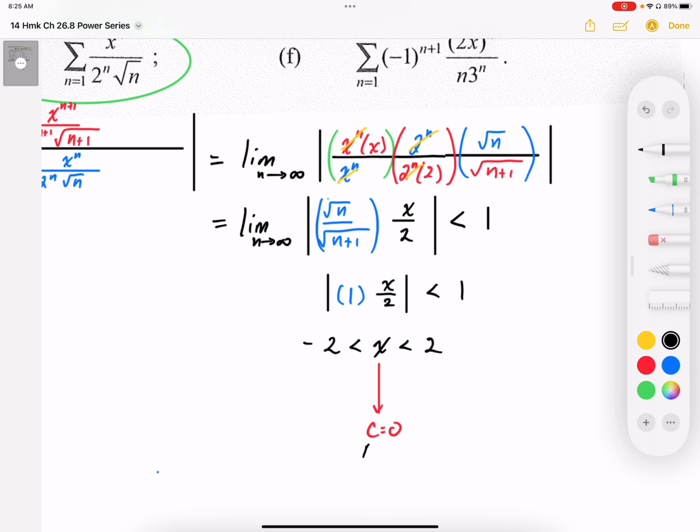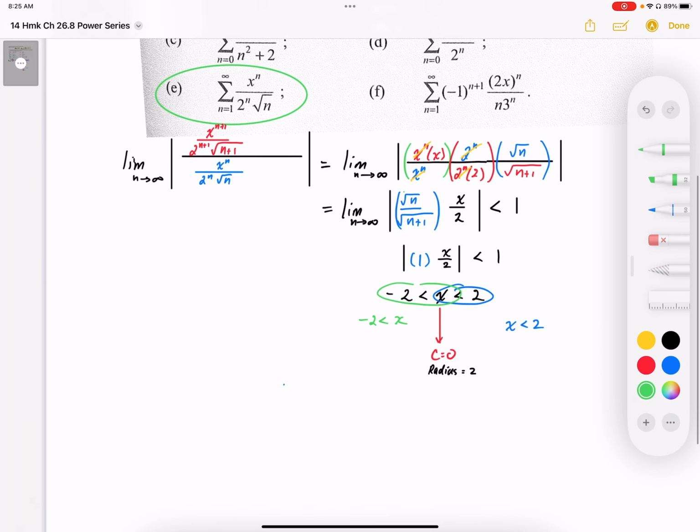So I'm going to say my radius equals 2. Okay, I can just take this term here. That's my right edge. X must be less than 2. And my left edge is x is greater than negative 2. Okay, so there's my right edge and left edge. Now at this point I have my radius and my center. I'm going to test my endpoints to see if it converges at the endpoint. So I'm going to test x equals 2.